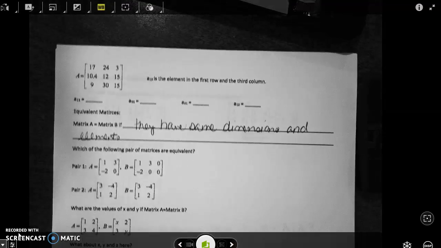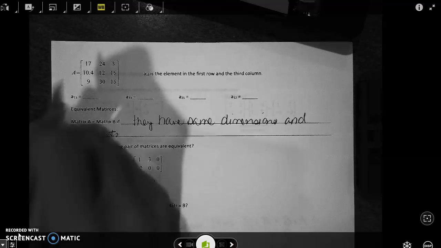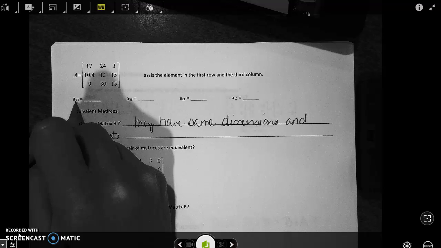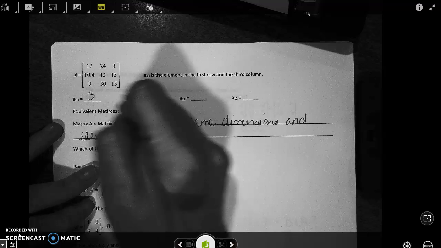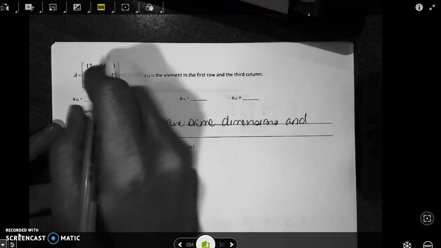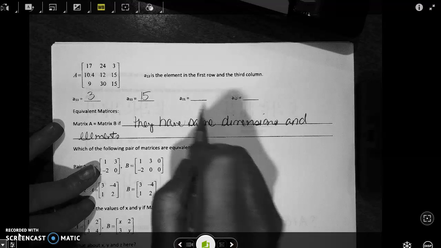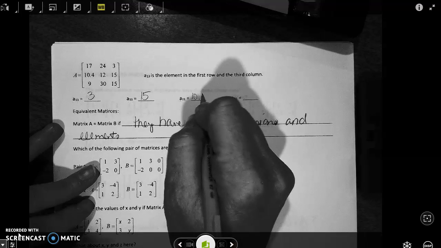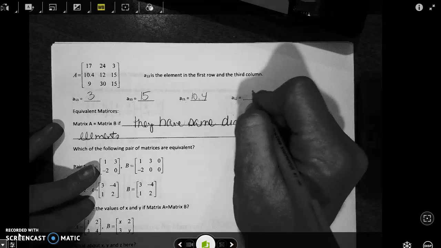The next page starts off by saying, let's identify some elements. Here we notice we have that lowercase again. So a subscript 1, 3 is row 1, column 3. A sub 3, 3 would be row 3, column 3. A sub 2, 1 is row 2, column 1. And a sub 1, 2 is row 1, column 2.